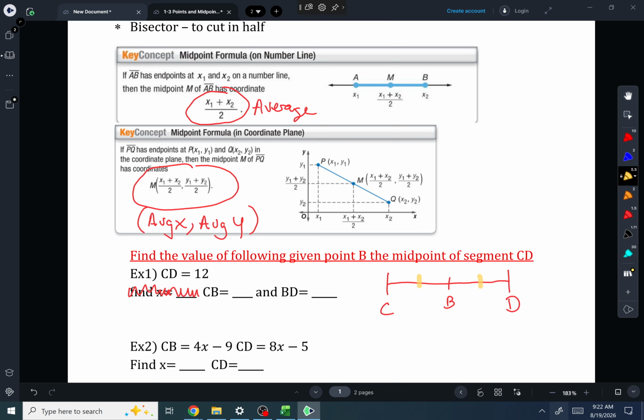That easy? And I think you can already tell what to do in this problem, right? It's real simple. How far is it from C to D? 12. So this is 12. So what's CB? 6. What's BD? Yay, math easy.